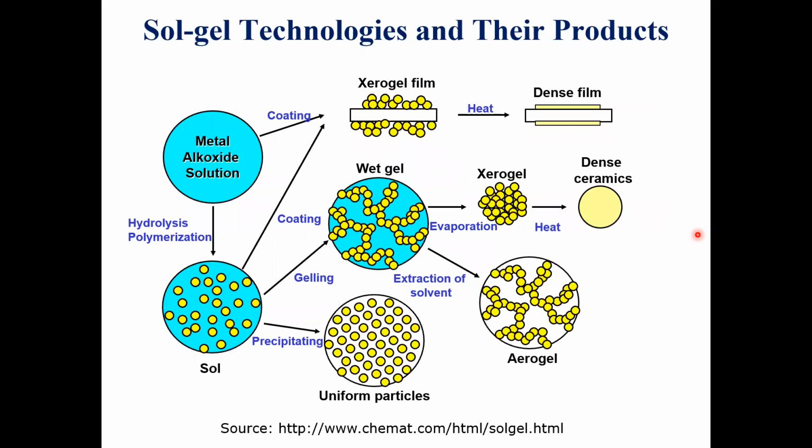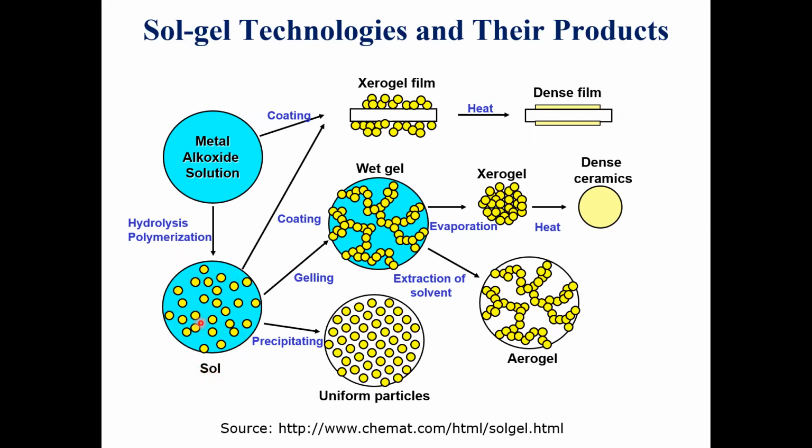Okay, so starting with sol gel, you start with a sol that you can buy. You buy a metal alkoxide solution. This is commercially available. And if you buy highly pure metal alkoxide solution, it's going to be expensive. So the expense will depend on the purity of the metal alkoxide. That metal alkoxide will go through a hydrolysis and polymerization process. There are a lot of chemical steps in this process that will create the sol.